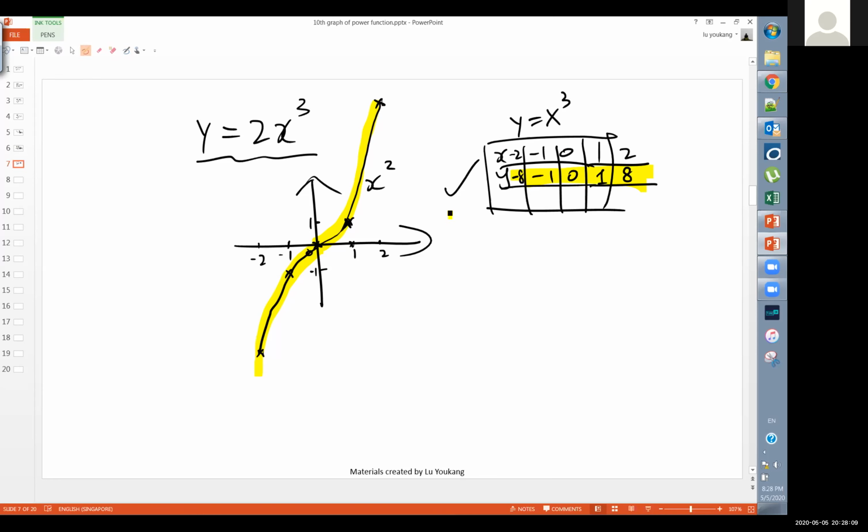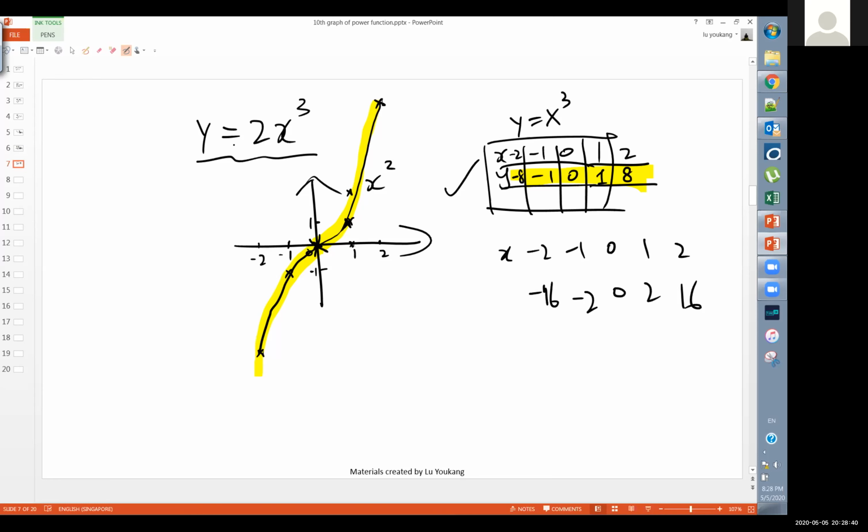So I should get, when x is negative 2, negative 16. At negative 1, I should get negative 2. 0 is still 0. 1 is 2. 2 is 16. Okay? So if I plot it somewhere here, it just shows 0 is still 0. When it's 1, it already goes to 2, and when it's 2, it goes to 16.